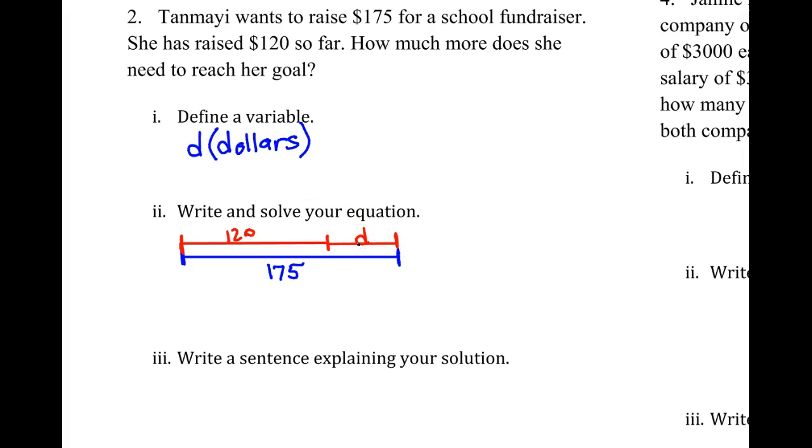Can you write an equation with that information? Go ahead and do that and solve it, either below it or to the right of it. Write the equation and solve it.